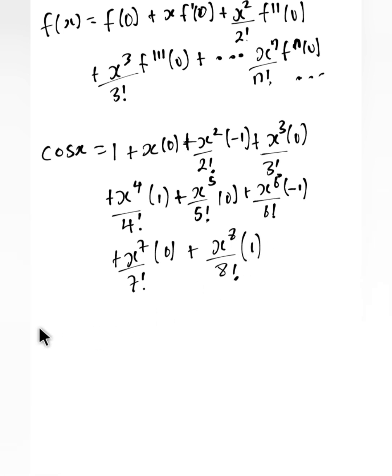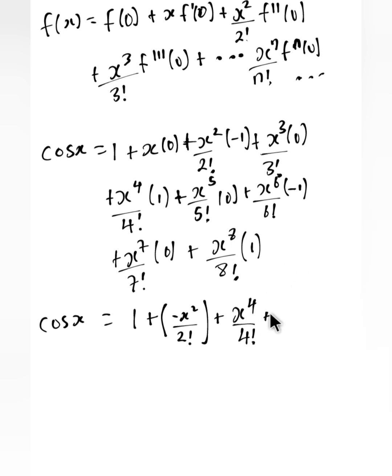So if we simplify this expression, we have that cos x is equal to 1 plus, we have minus 1 here, so minus 1 times x squared is minus x squared over 2 factorial, then 0 times x to the power 3 is 0, so we have plus x raised to the power 4 over 4 factorial, then 0 times x to the power 5 is 0, it's out, plus 1 minus 1 here, minus x to the power 6 over 6 factorial, 0 times x to the power 7 is 0, that is out, so plus x raised to the power 8 over 8 factorial, and the list keeps on going.